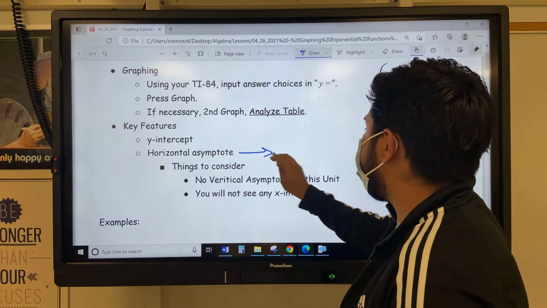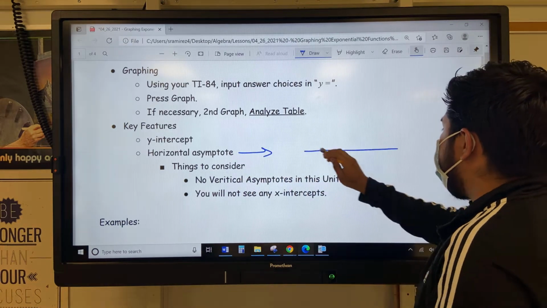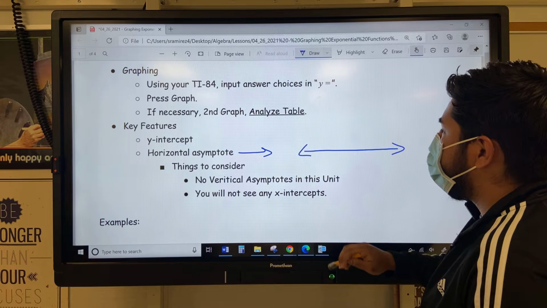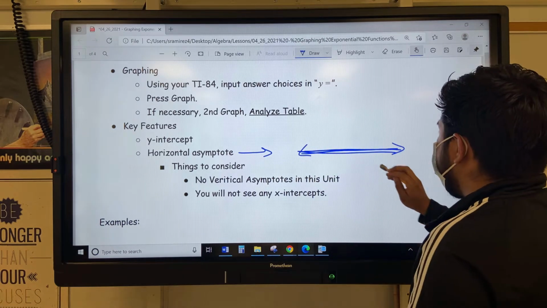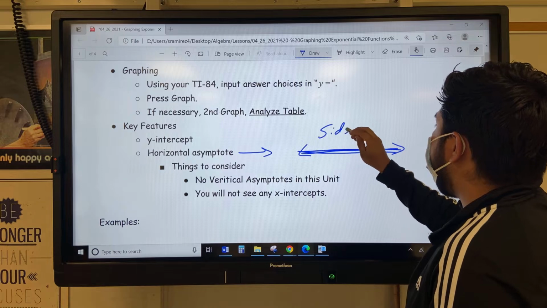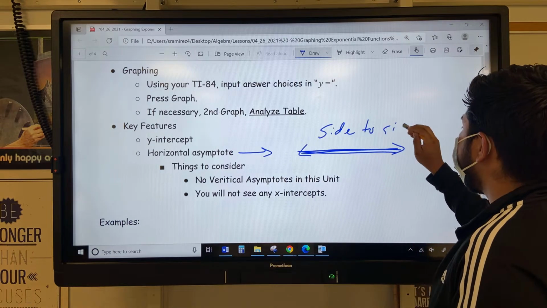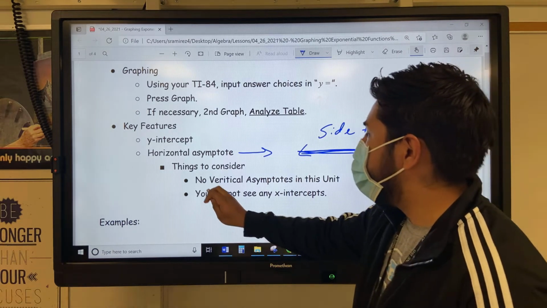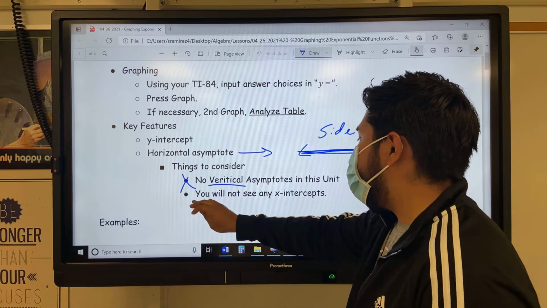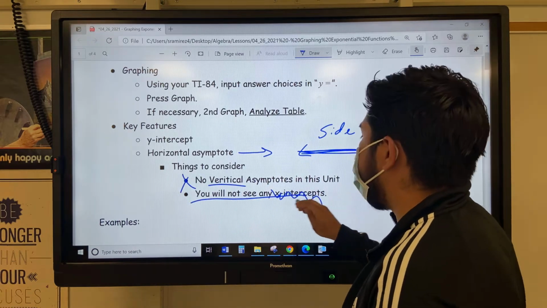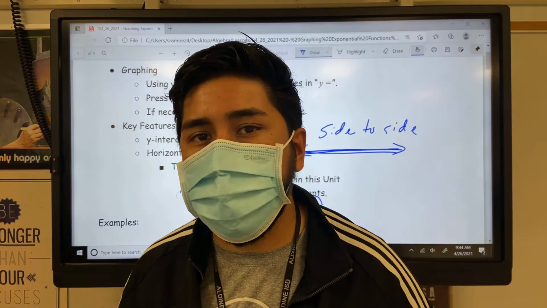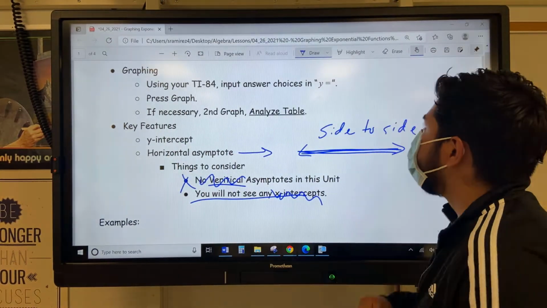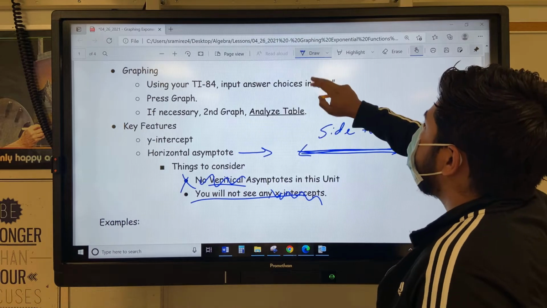What is a horizontal asymptote? When it's going side to side. Right? So it's going side to side. You can write that down too. Side to side. There is no vertical, and you will not see any x-intercepts. If you see any of those words, that is not correct, so make sure you know that for sure. All right, here we go.